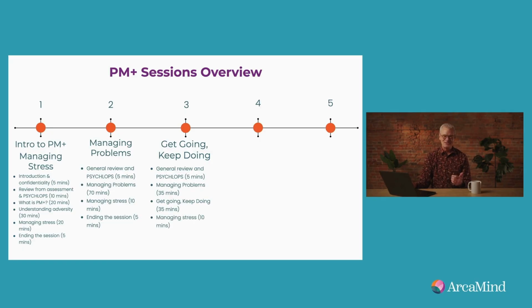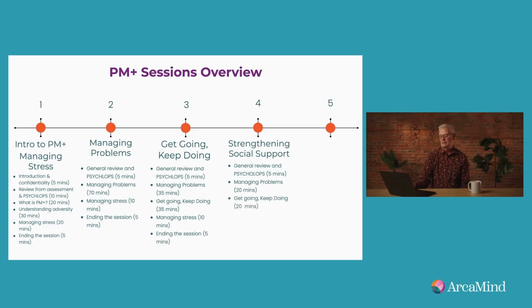Then we're going to do that managing stress so we can practice one more time. And then we'll wrap up the session and create the action plan for get going, keep doing. And then session 4, strengthening social supports. We start exactly the same, 5 minutes, managing problems. You can see it's a little less in session 4, 20 minutes. Then we're going to review get going, keep doing.